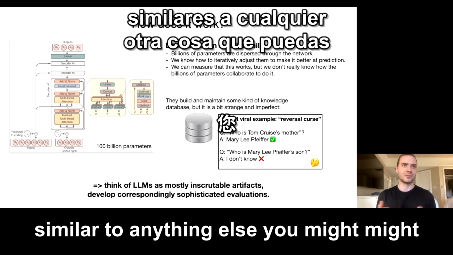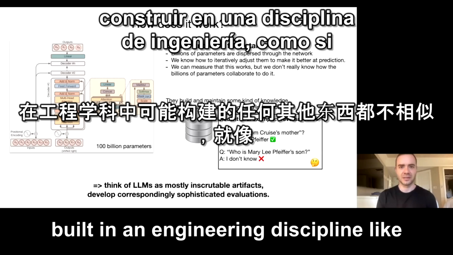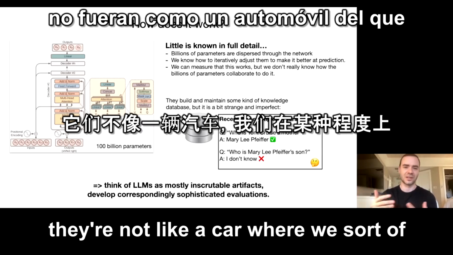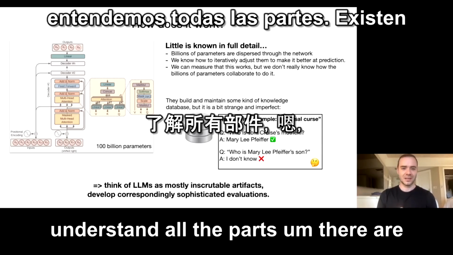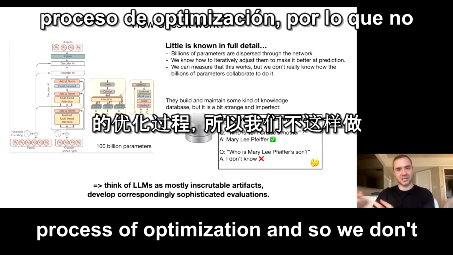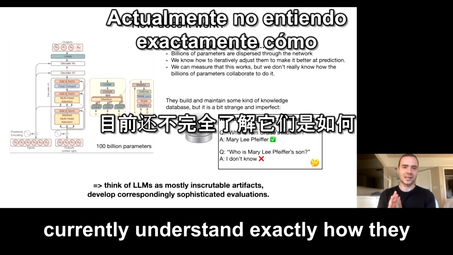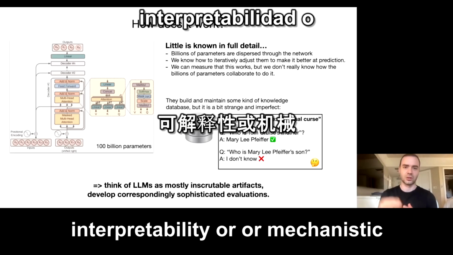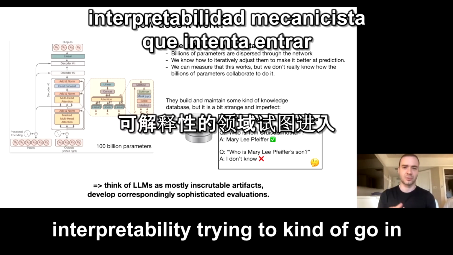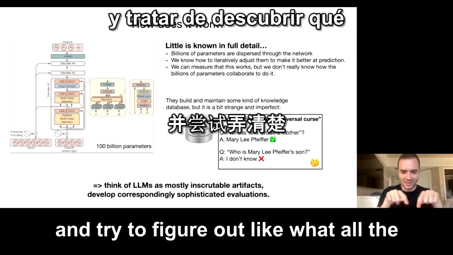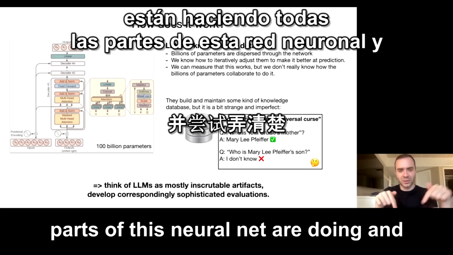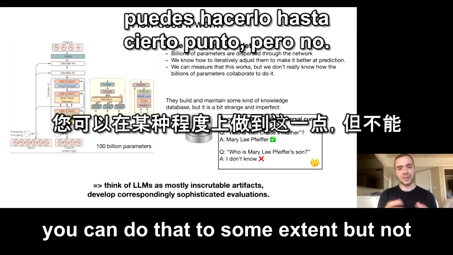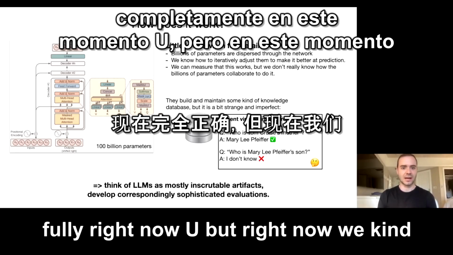They're not similar to anything else you might build in an engineering discipline. They're not like a car where we understand all the parts. They're these neural nets that come from a long process of optimization. We don't currently understand exactly how they work, although there's a field called interpretability or mechanistic interpretability, trying to go in and figure out what all the parts of this neural net are doing. You can do that to some extent, but not fully right now.